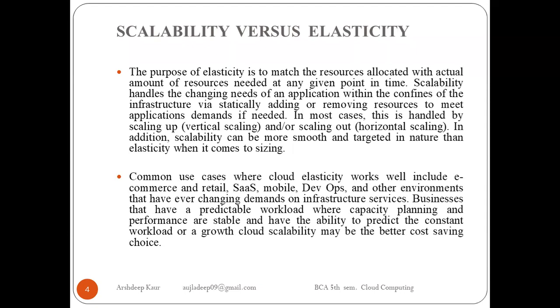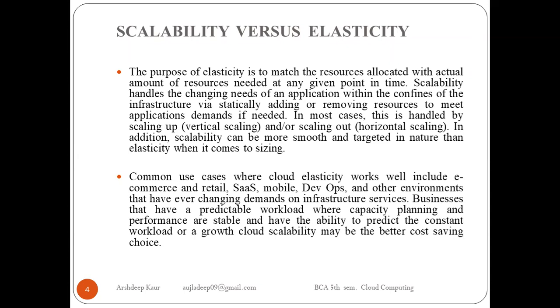Now see the difference. When we have some prediction of how many resources I need to add and how many resources I need to delete, in that case we go for scalability, something you know in advance. But cloud elasticity means I don't know anything in advance. I'm still working, and I don't know how many resources I need to add or delete. Everything should be done dynamically. Nothing is known in advance.